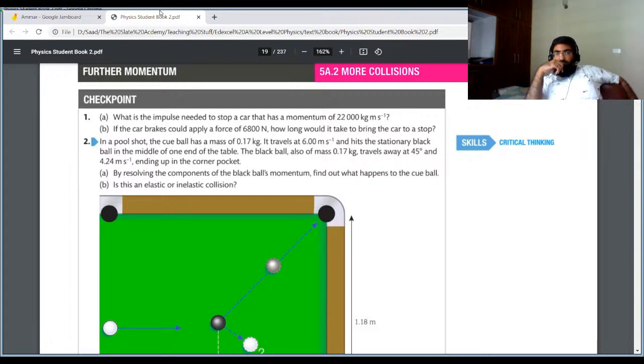In a push shot, the cue ball has mass, travels at 6 meters per second, and hits a stationary black ball in the middle of one end of the table. Black ball also has mass.